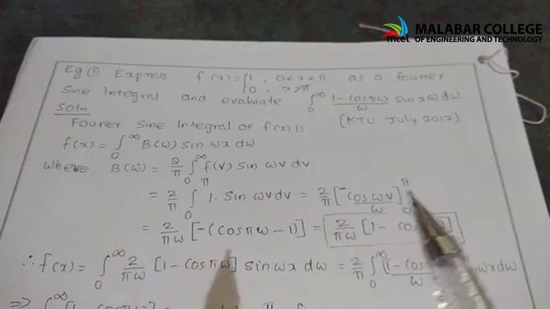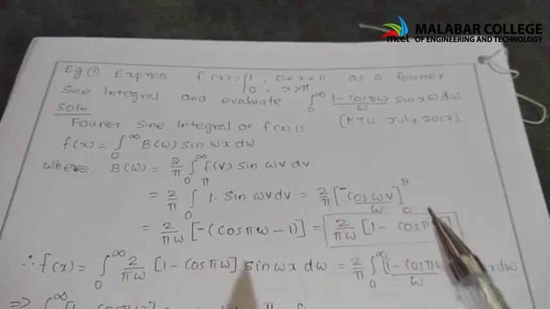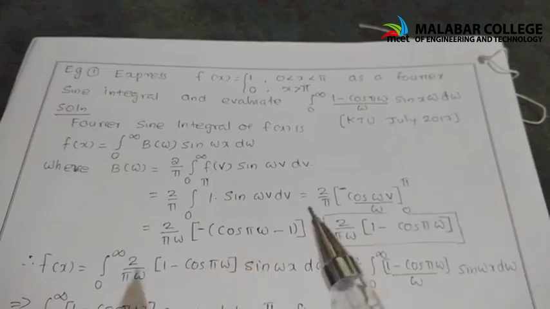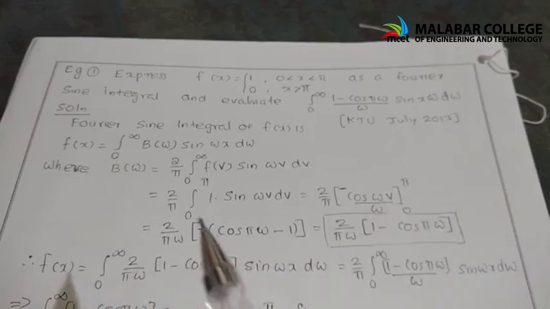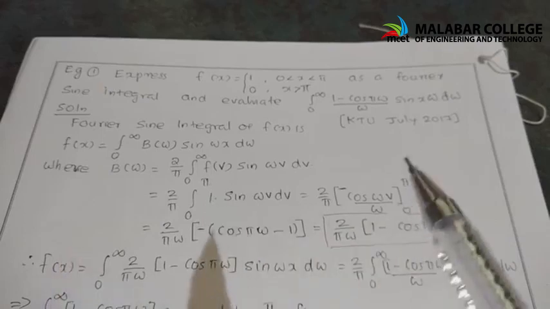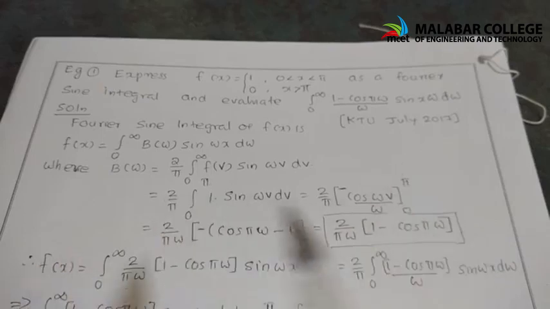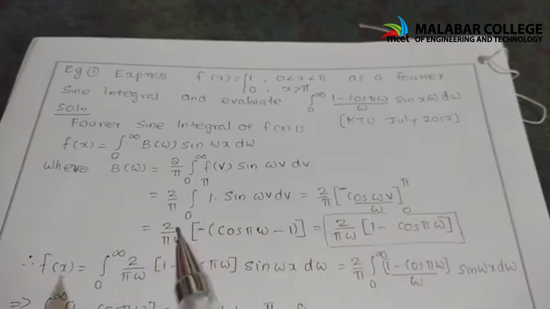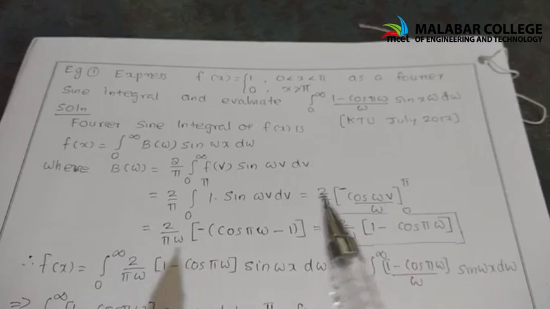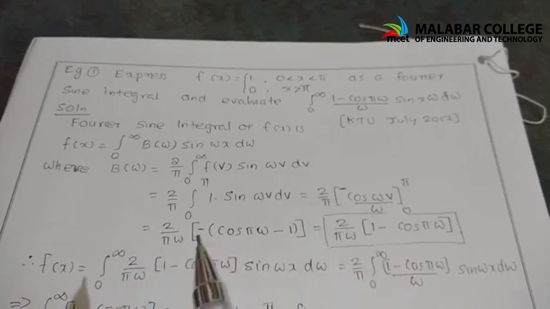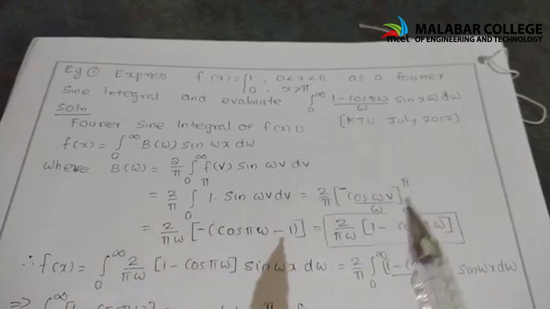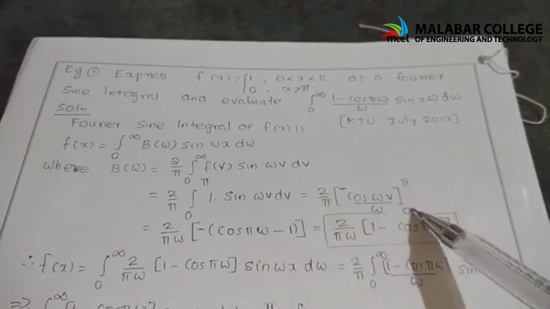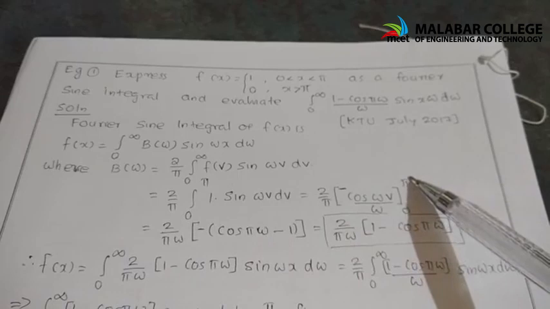So now the limit is from 0 to pi. So I am writing here 0 to pi. And this 2 by pi omega, I am taking 2 by pi omega out. And this minus also I am taking out. Then applying the upper limit and lower limit. Upper limit is pi here. Lower limit is 0 here.